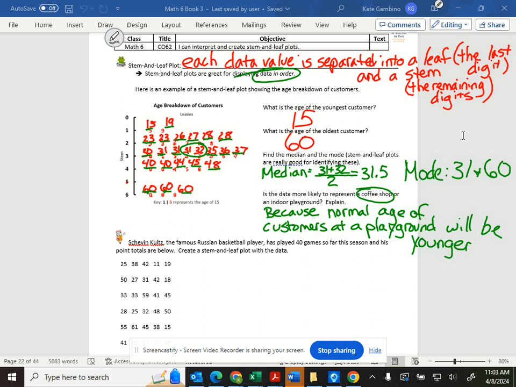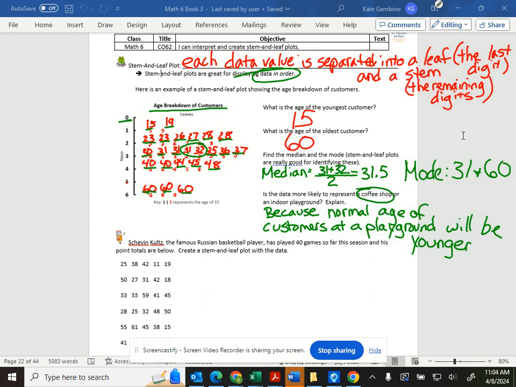You need to be able to pay attention to what all of these data represent, age breakdown of customers, and be able to say, there wouldn't be 60-year-olds playing at the playground. 60s, 40s, 30s. Could they be there? Sure, they might be bringing kids there, but they're not going to be playing there. If there's no little kids, or 0, that would be our 1, 2, 3, 4, 5-year-old kids. There's none of them listed. So it's probably not a playground if there's no little kids at all.